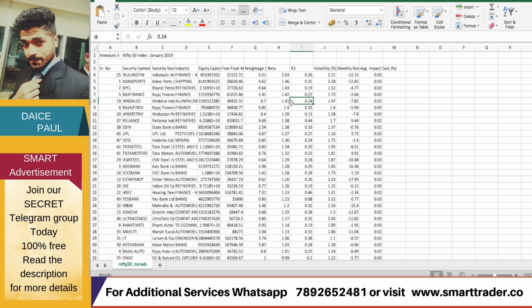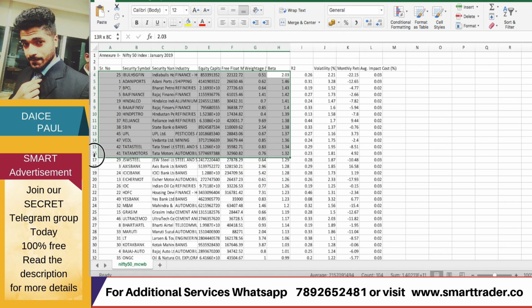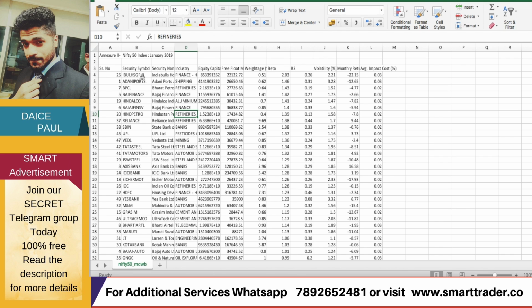There are many ways to find the beta of a stock, but this is the easiest and most commonly known way to take out the list of betas of stocks. So people who want to trade with high beta stocks, these are the stocks. For example, these are the top 10 beta stocks, like India Housing Finance, Adani Ports, Bajaj Finance, Hindalco, and so on.